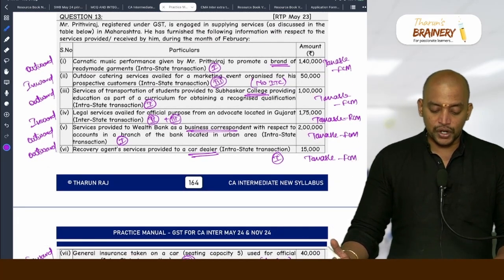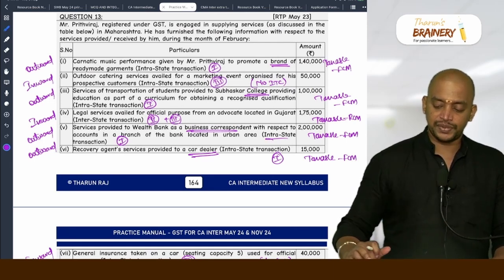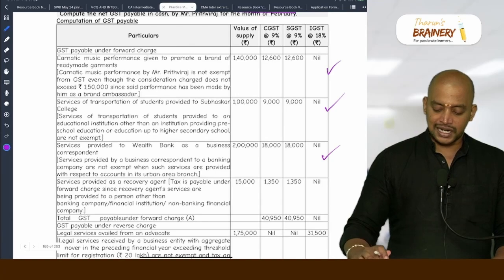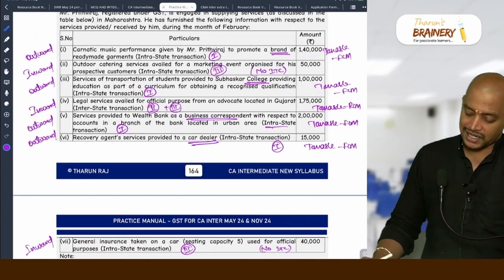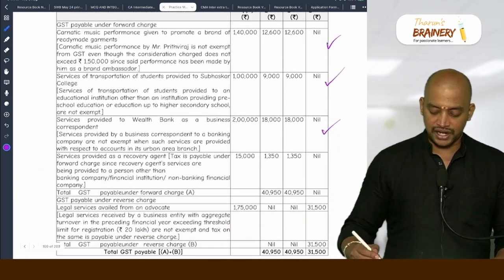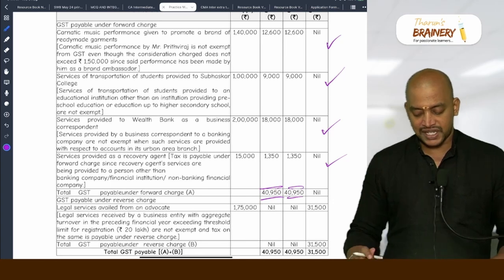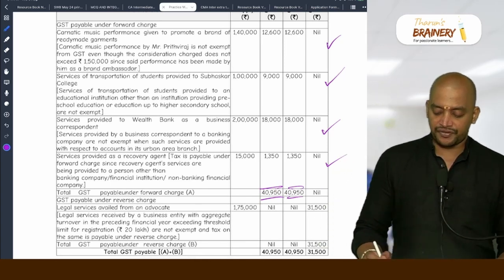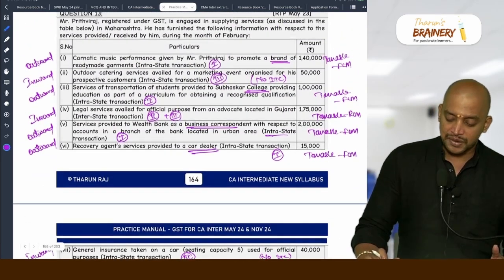Then next one, taxable outward. So business correspondent, again it is given intrastate. So 2 lakhs into 9%, 18,000 and 18,000. Next one, recovery agent service, intrastate only. So 15,000 into 9%, 1,350, 1,350. So GST payable under FCM, 40,950, 40,950 and nil. Statement 1 over.